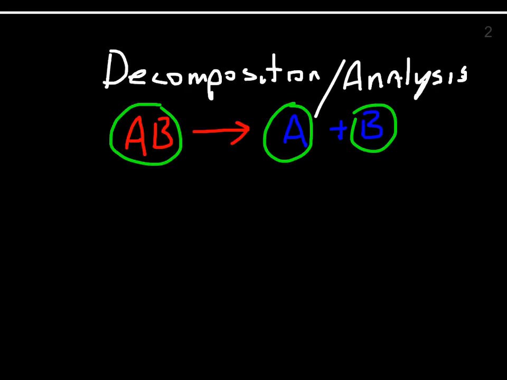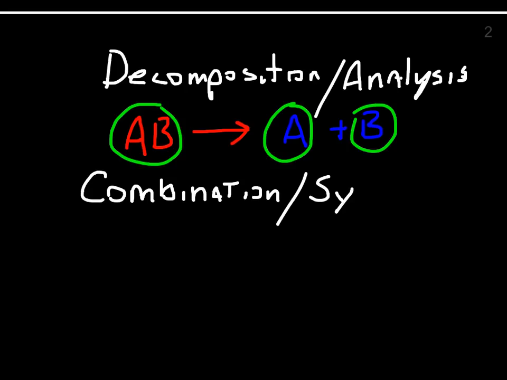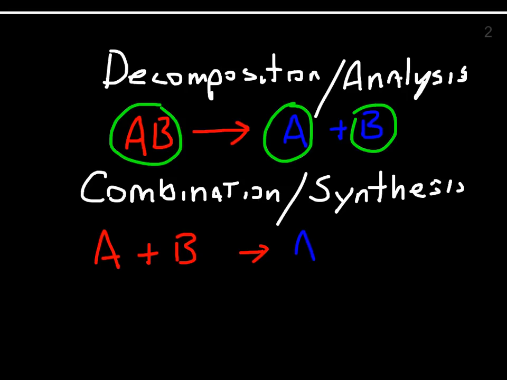The next one is the opposite of a decomposition. It's called a combination. And I'm going to go through and give you examples of these in class so you can see what's actually happening. It's also referred to sometimes as a synthesis reaction. And like I just said, it's going to be the flat out opposite of what I just drew up there, where in this case I'm going to have an A plus a B, and they're going to go together to form AB.